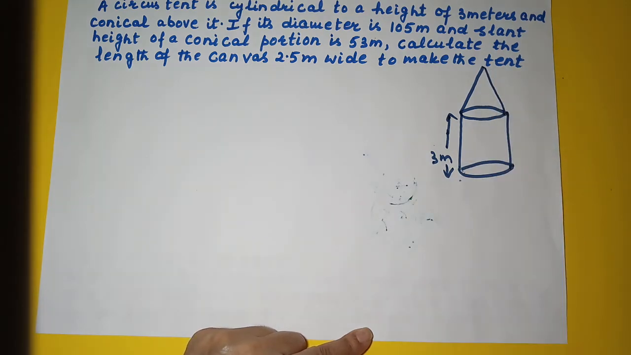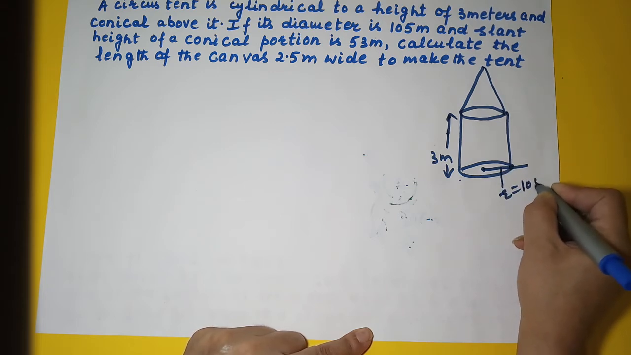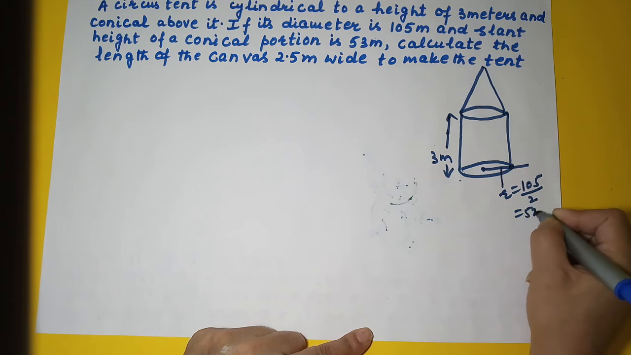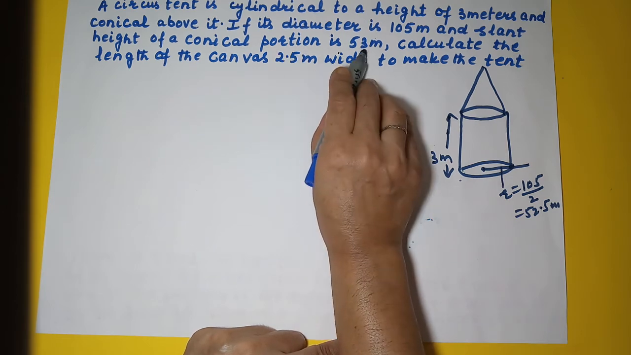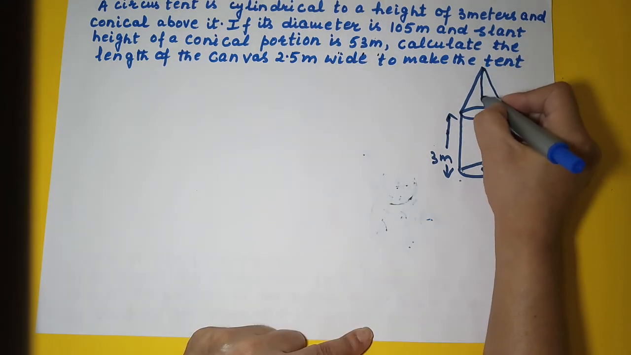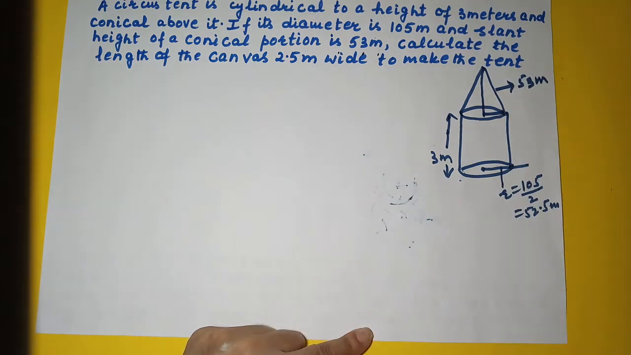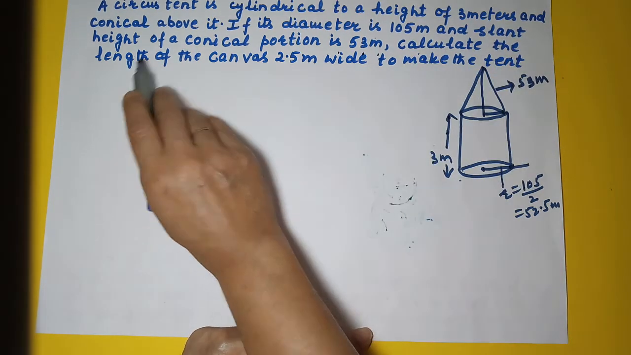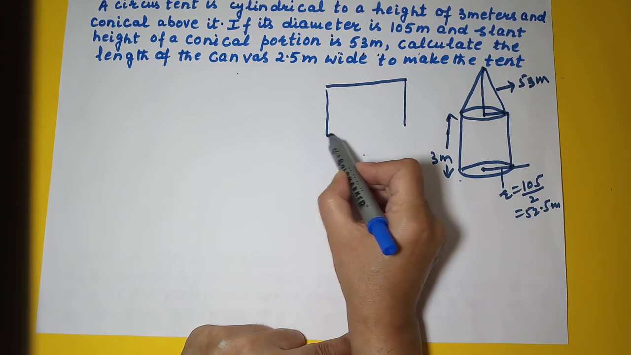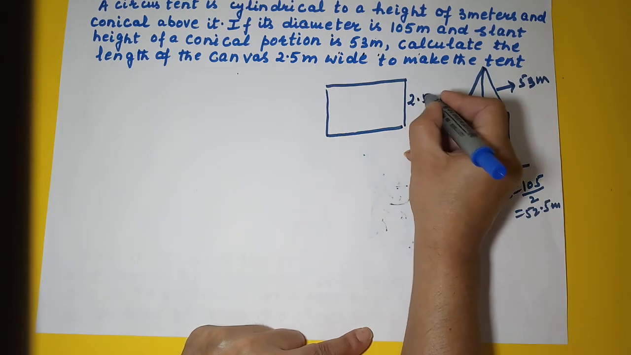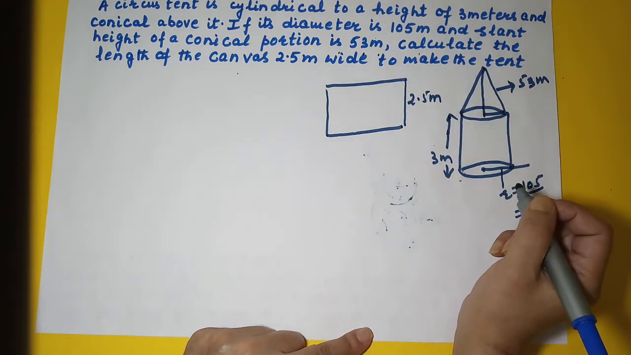If its diameter is 105, that means its radius will be 105 upon 2, which is 52.5 meters. And the slant height of the conical portion is 53 meters. Now, which is our conical portion? This one. Slant height is 53 meters. He wants you to calculate the length of the canvas. Same thing we have to do. And the width of the cloth is given as 2.5 meters.